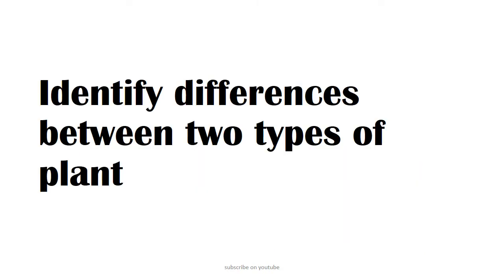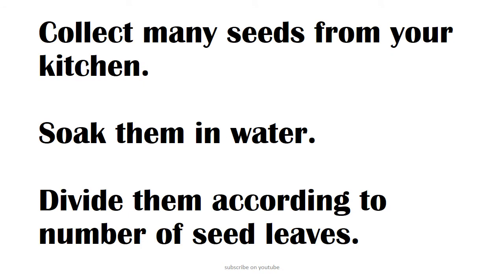So if you want to identify the difference between these two types of plants, you can do this small practical at home. Collect as many seeds as possible from your kitchen, like gram, rice, green gram, tamarind, cowpea, beans, long beans, cashew, areca nut, maize, and jack. After that, take about 5 seeds from each type and soak them in water. Take the seeds out of the water carefully after 24 hours.